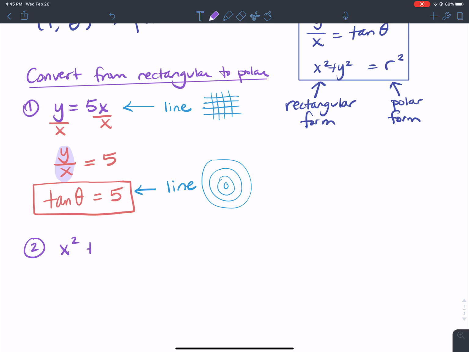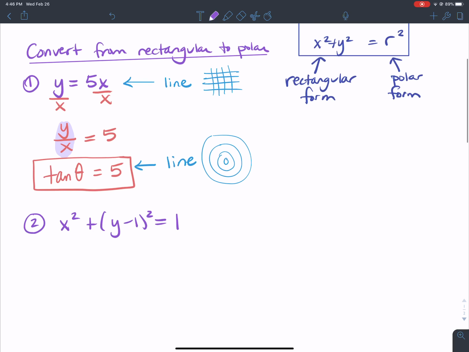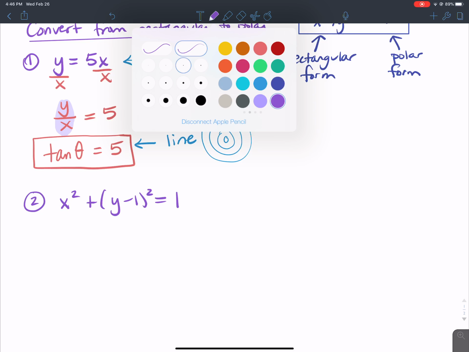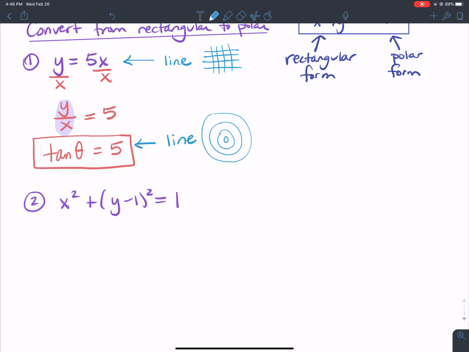x squared plus (y minus 1) squared equals 1. Now, I hope some of you out there know what shape this is when you look at it. If we have an x squared part and a y squared part, we have some curves happening. Hope somebody was like, oh, isn't that the thing we did last year in Math 3? It is, kids. This is a circle.